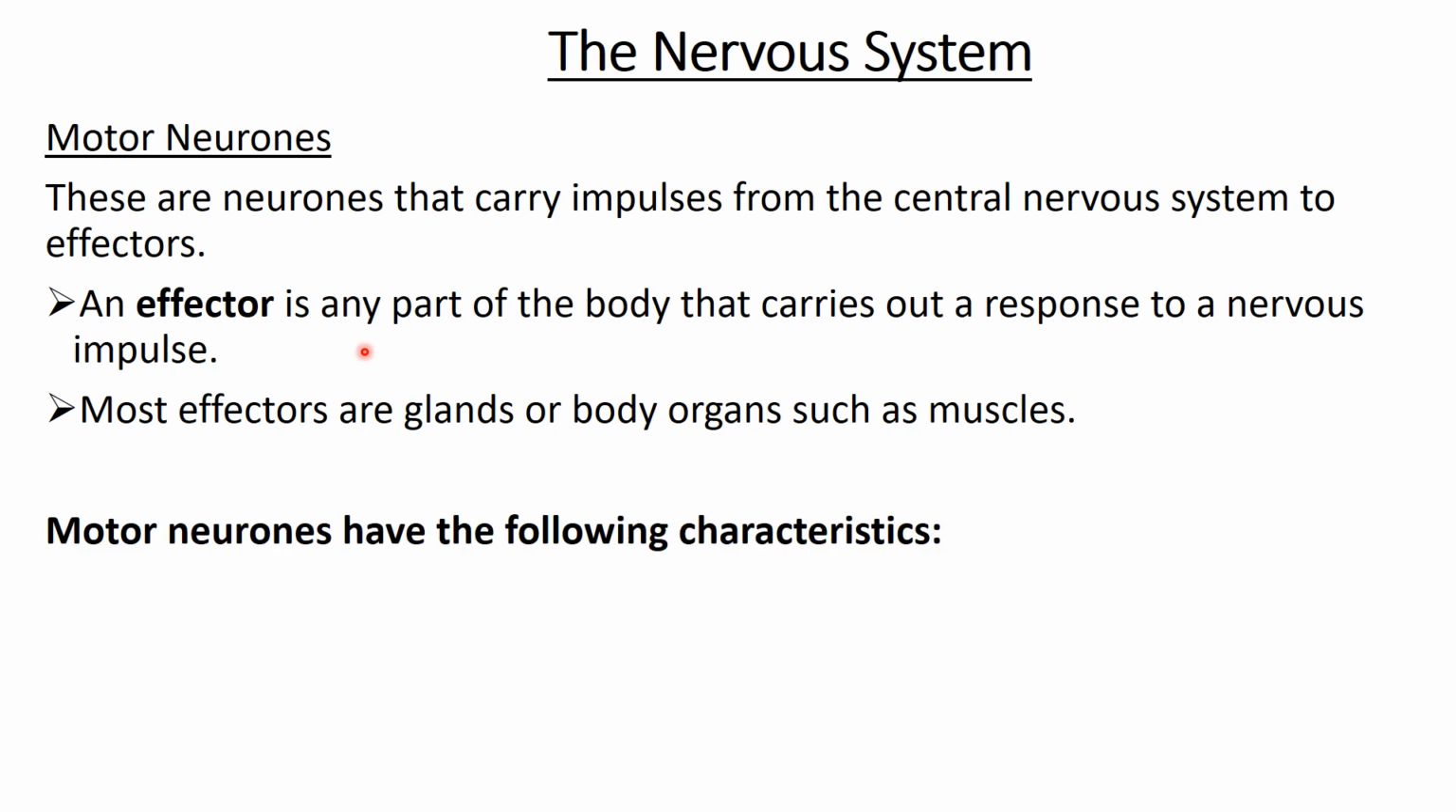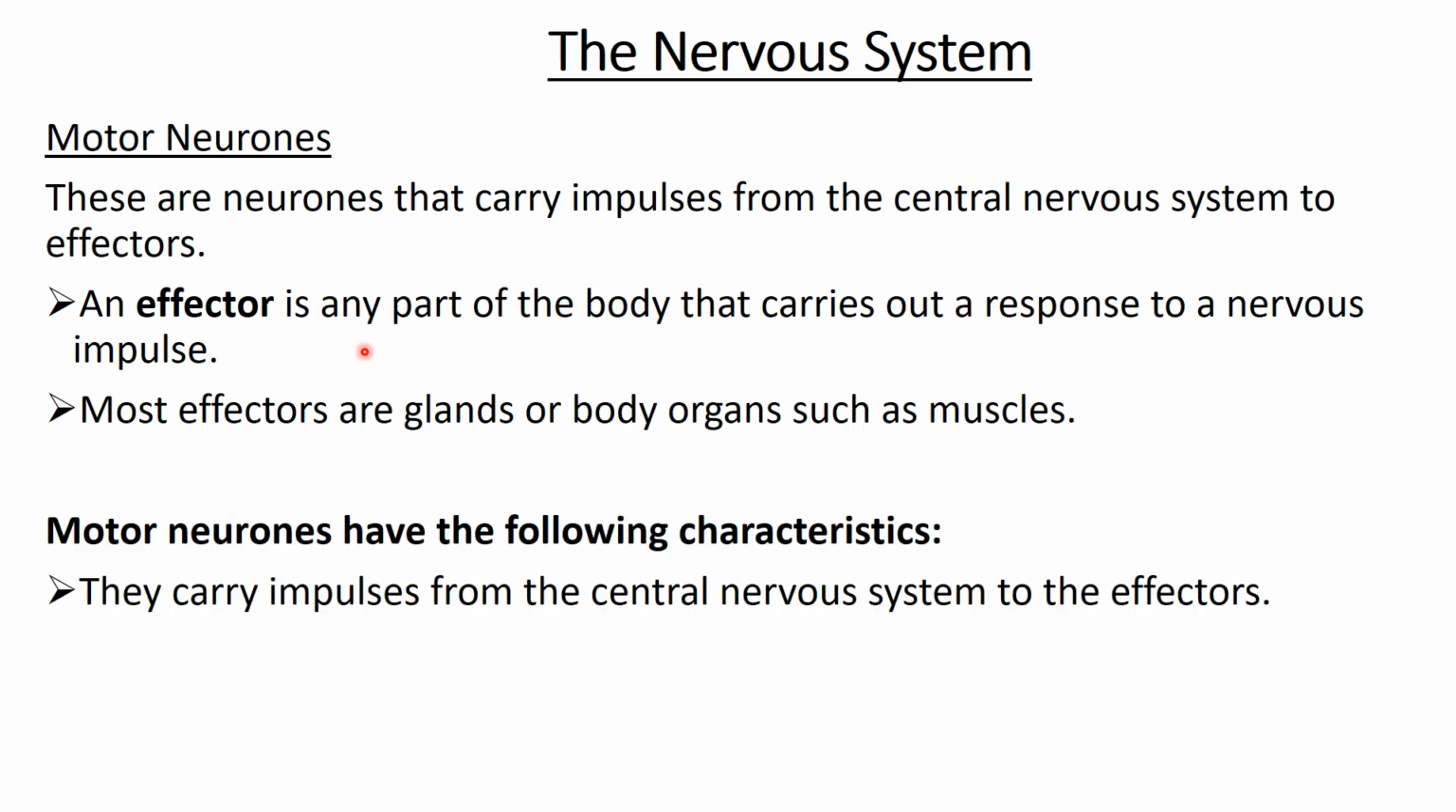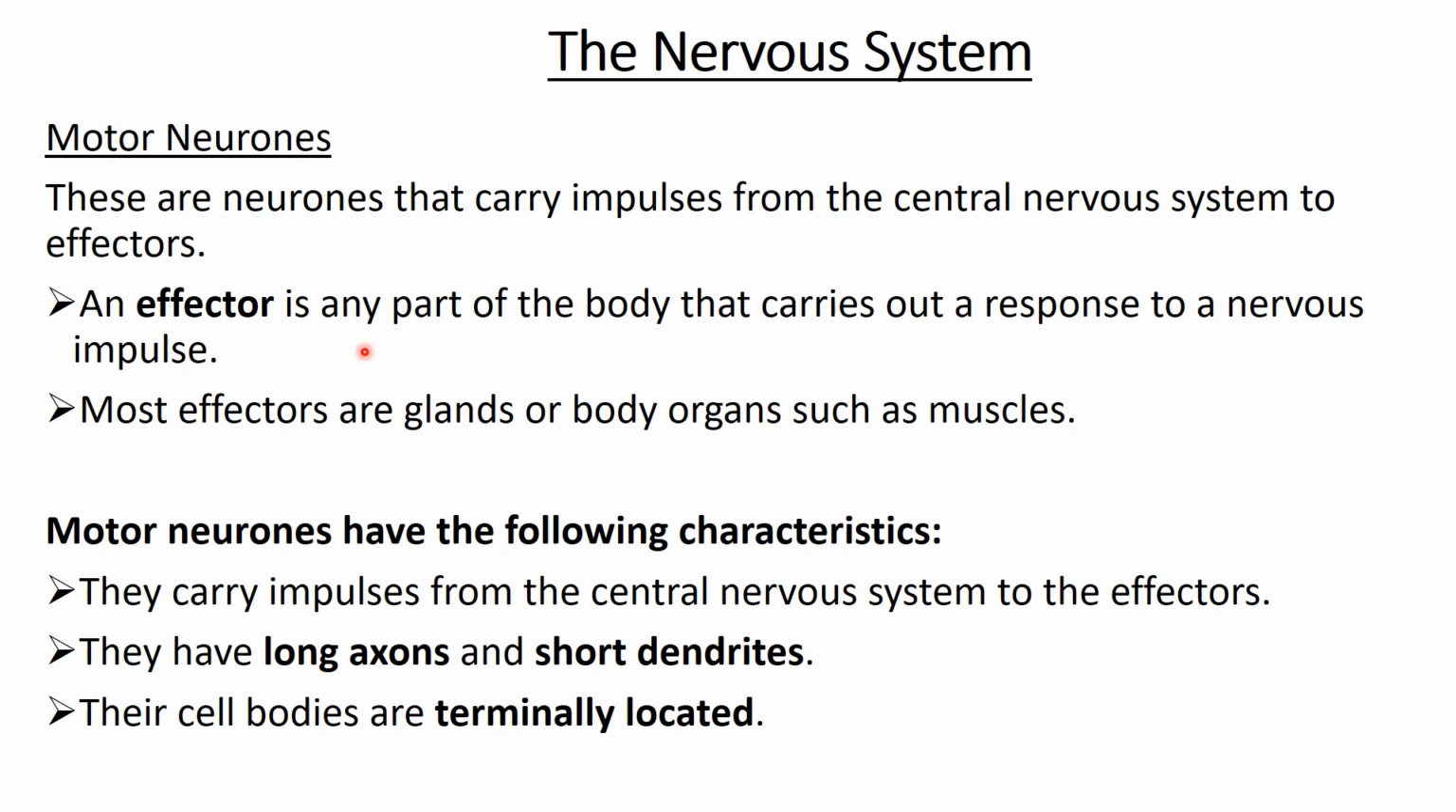Motor neurons have the following characteristics. One, they carry impulses from the central nervous system to the effectors. Two, they have long axons and short dendrites. This is opposite to sensory neurons, which have long dendrites and short axons. Their cell bodies are terminally located, again different from sensory neurons. By terminally located, it means the cell bodies are at the end, not in between.